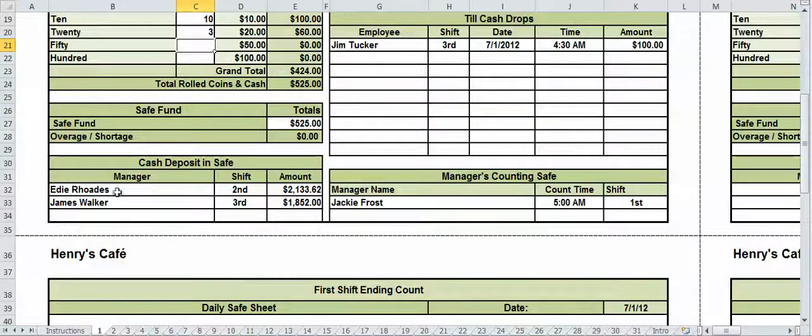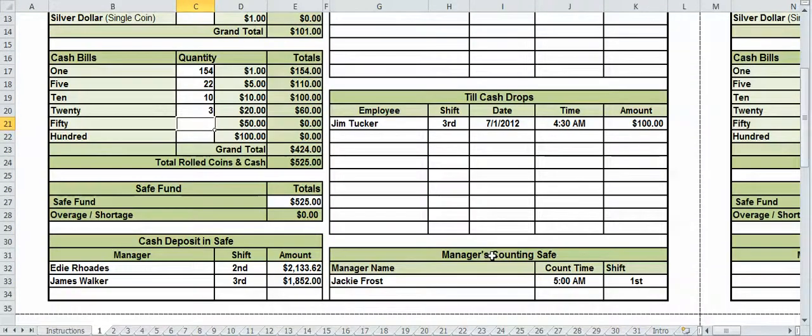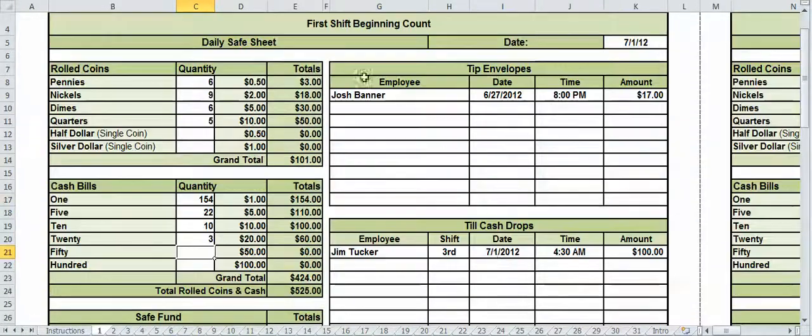You will have cash deposits in the safe, and this should only occur on the first shift. There would be cash deposits from previous shifts, and only if the other managers were unable to go to the bank during their shift. That's usually the case if it's dark out. We don't recommend that any manager goes to the bank to deposit cash.